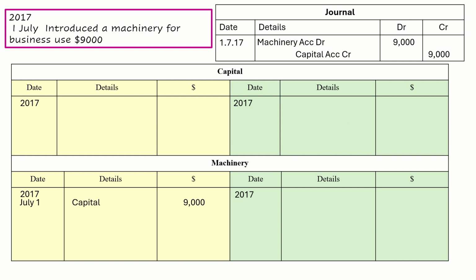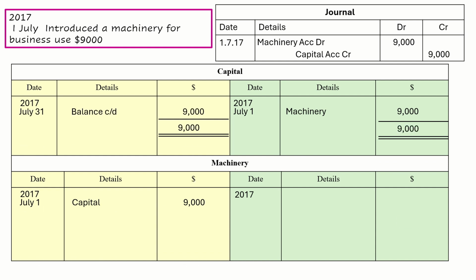Go to the machinery account on the debit side, 1st July. Opposite account's name capital followed by the amount 9,000. Capital account on the credit side, 1st July. Opposite account's name machinery followed by the amount. Now let's balance the capital account, bring it to the total. 31st July, balance carried down 9,000, bring it to the other side. August 1st, balance brought down 9,000.